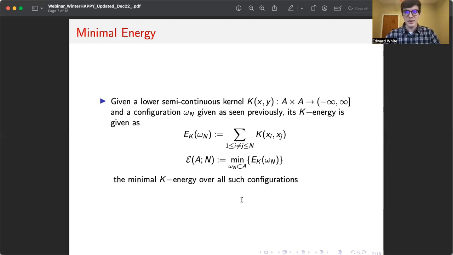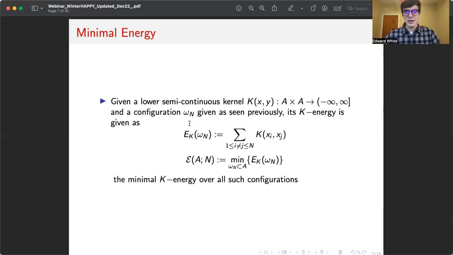All right, and then what the common thread is that ties all this together is what we'll get into now, which is the harmonic analysis part, which is being the minimal energy. So given a lower semi-continuous kernel, K of x, y, taking points x in A and y in A, and then it takes it from that product and sends it to minus infinity to infinity inclusive.